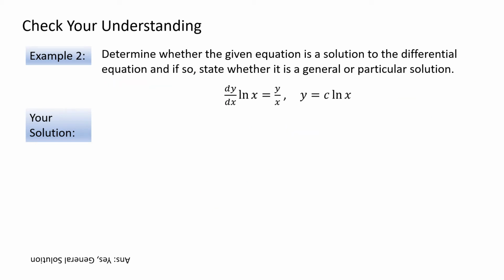Our second example, again, determine whether the given equation is a solution to the differential equation, and if so, state whether it is a general or particular solution. So our differential equation is dy by dx times ln of x is equal to y over x. And since this is a first order derivative only, we have a first order, first degree, because the exponent here is simply 1, differential equation.